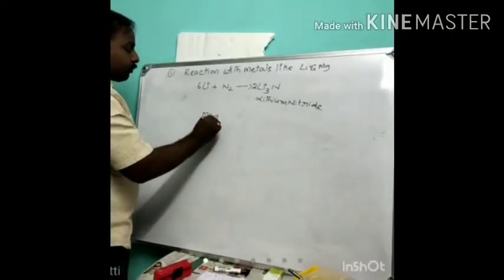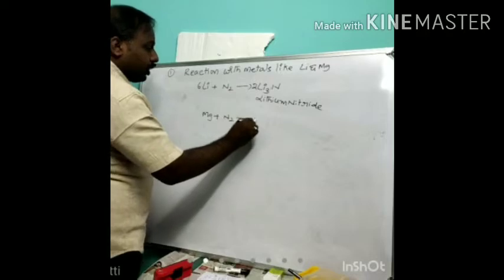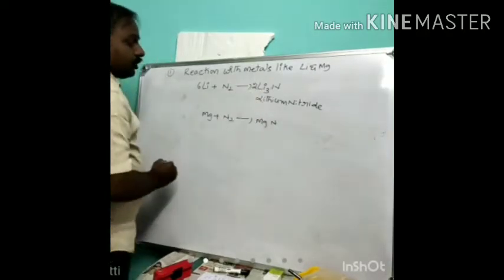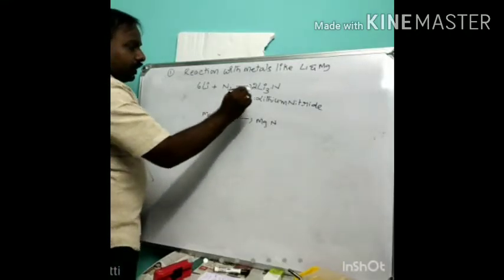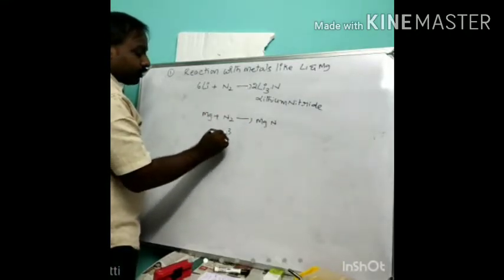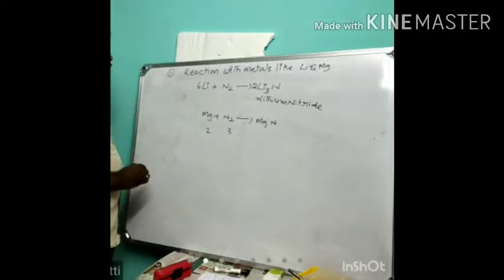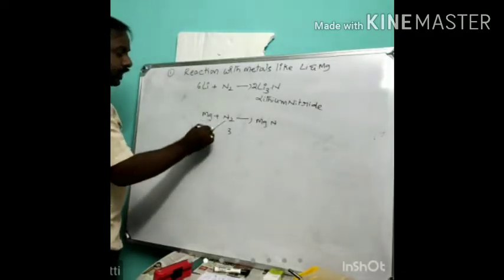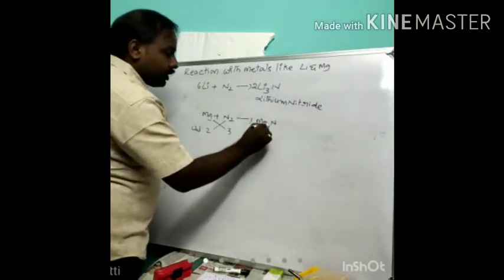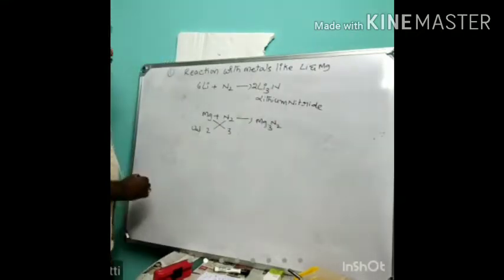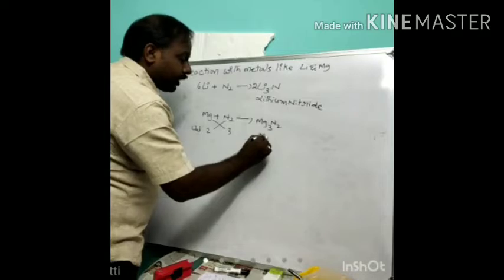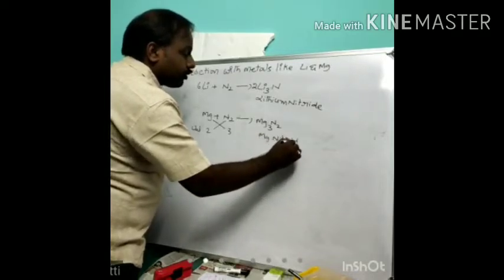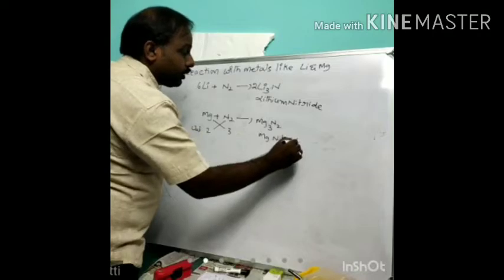Similarly, it directly combines with magnesium to form magnesium nitride. Magnesium plus N2 gives magnesium nitride. Here the valency of nitrogen is 3 and the valency of magnesium is 2, so the formula is by crisscross: Mg3N2. It is magnesium nitride.